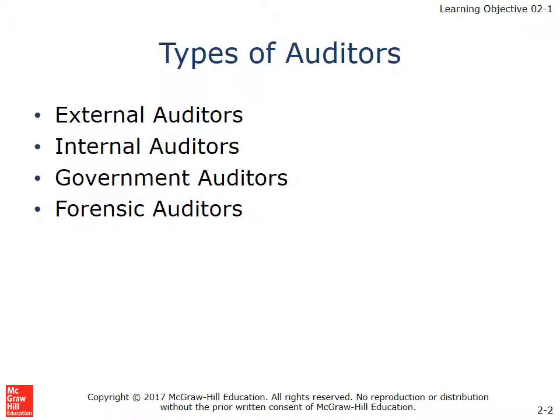Governmental auditors are part of the GAO, Government Accountability Office, and the IRS. The Government Accountability Office audits the federal government, and it answers to Congress. The IRS, the Internal Revenue Service, audits tax returns of individuals and organizations, and it's part of the Department of Treasury. Now, there are other components, but those are the main governmental auditors.